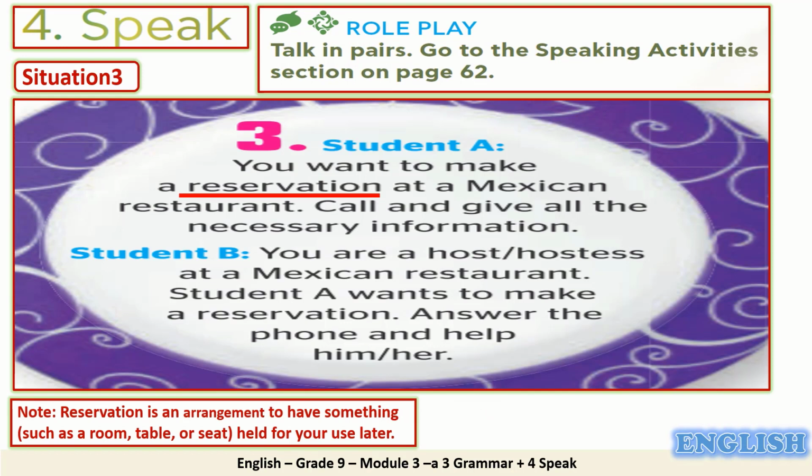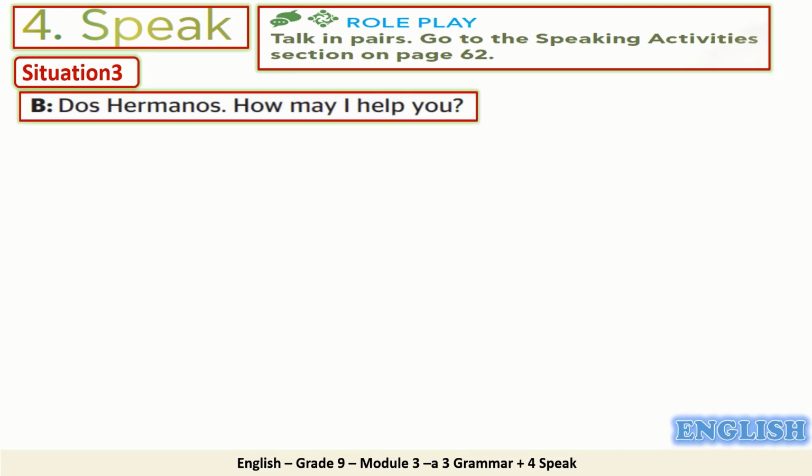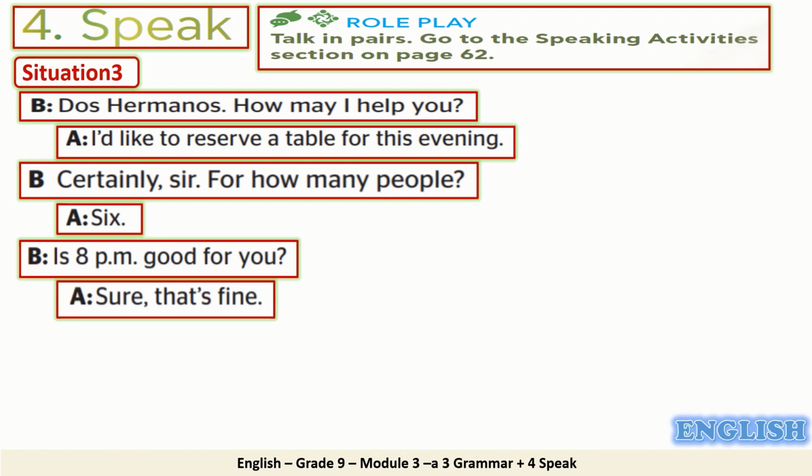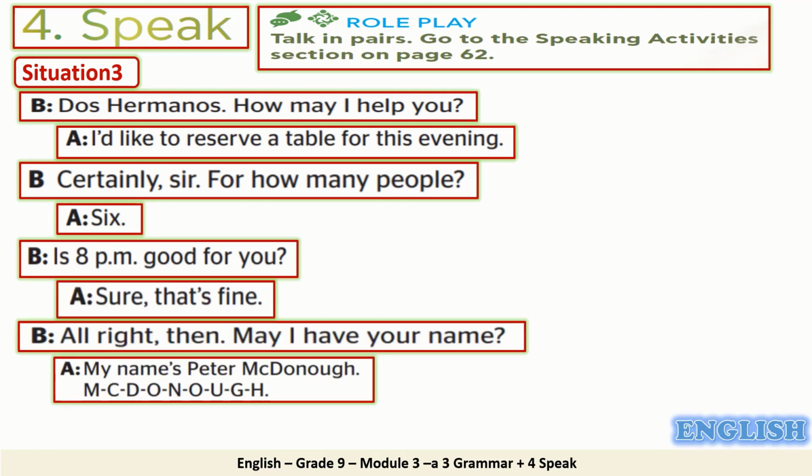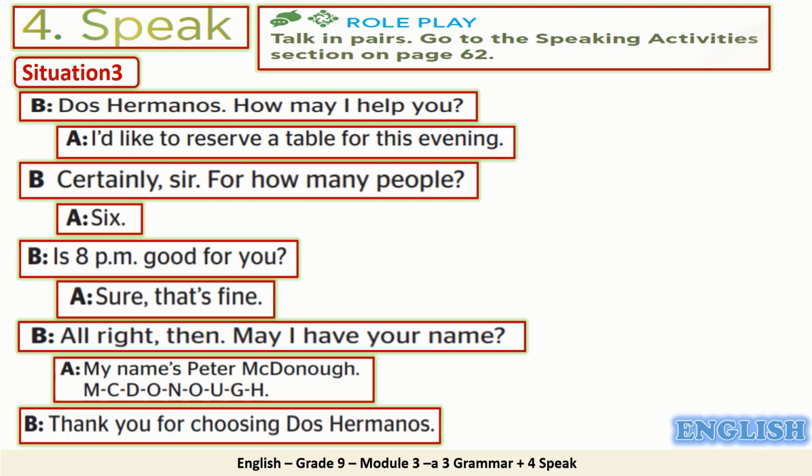Situation 3. Student A and Student B. Read the instructions in order to know your roles. But note, reservation means an arrangement to have something such as a room, a table, or seat held for your use later. Here are some suggested answers. You can study them and then act them out with your classmate.